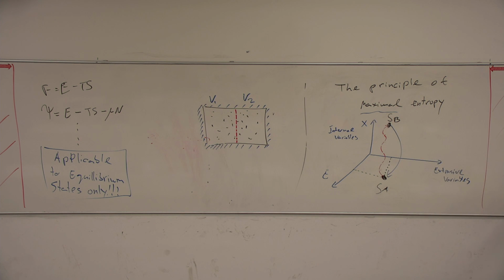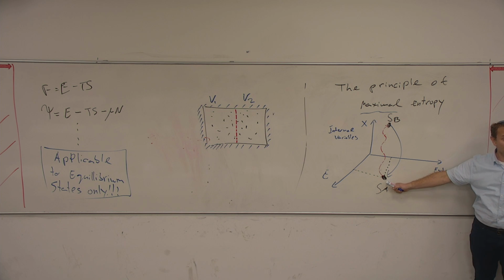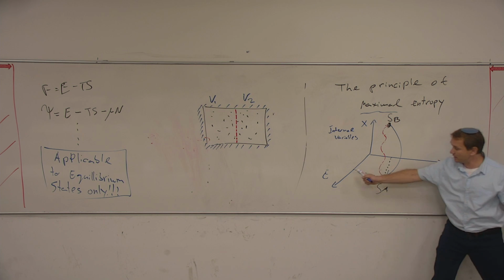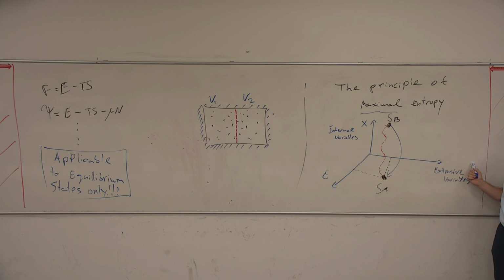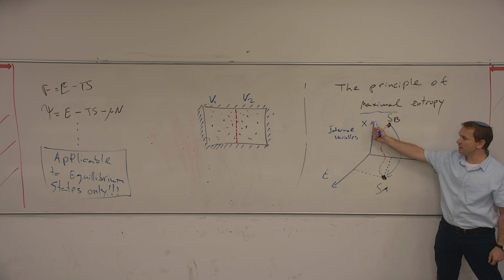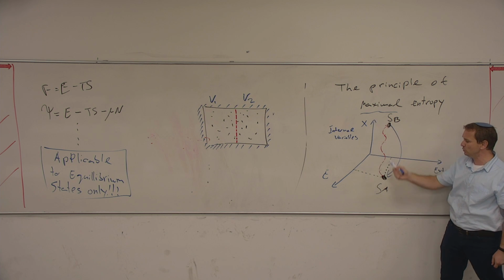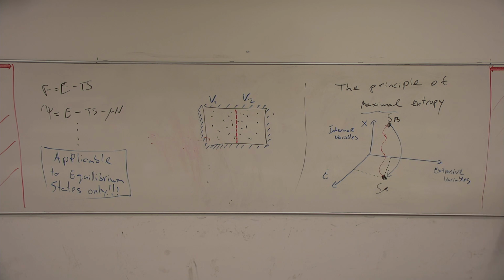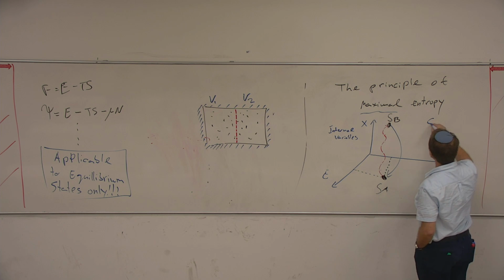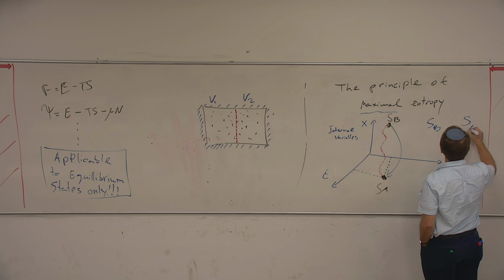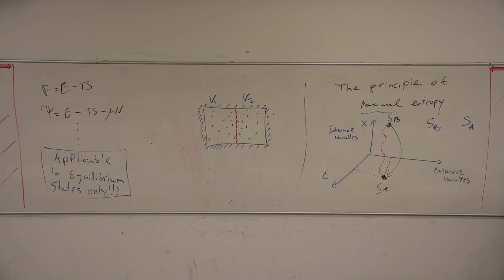Why? Because equilibrium is exactly defined by E and the extensive variables. They are not changing. The internal variable disappeared, so I have to go from this point to that point. Now, what is the relation between SB and SA? SB is bigger than SA. Who is bigger? SB? SB is bigger?